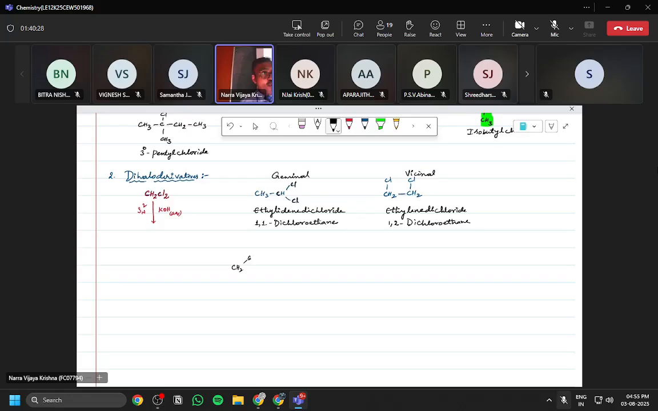CH2(OH)2. If the same carbon has two OH groups, H2O is eliminated. So what you got? Formaldehyde. You will get formaldehyde, or not? It is also called formalin. Or the IUPAC name is methanal. Any questions in it?